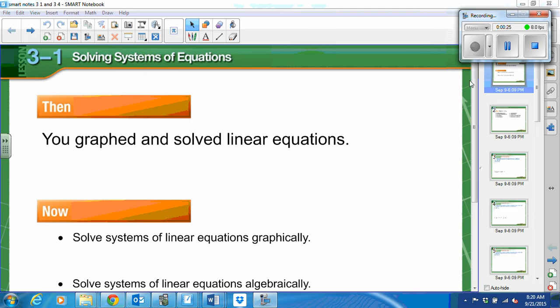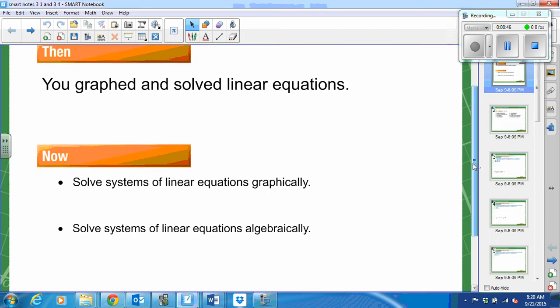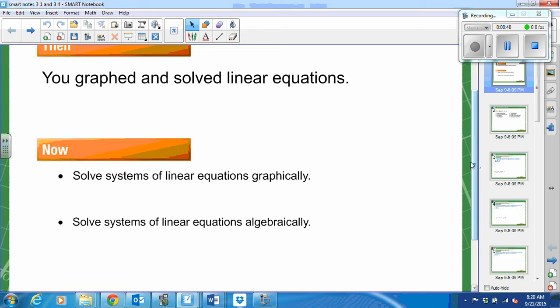So when we're talking about solving a system of linear equations, we are looking for where those two linear equations are equal. So when we're talking about solving it graphically, it's going to be where those two equations intersect in the coordinate grid. And then we're going to look at solving them algebraically, and solving them algebraically means that you're going to use substitution or elimination.